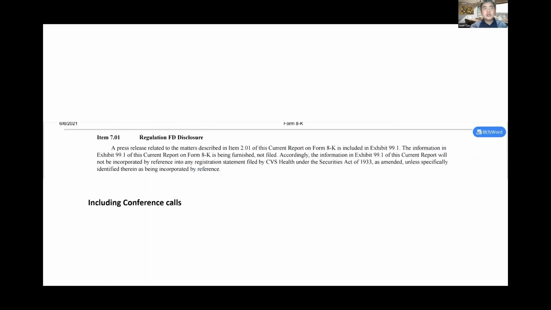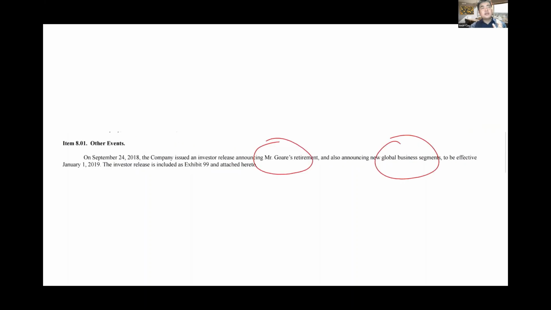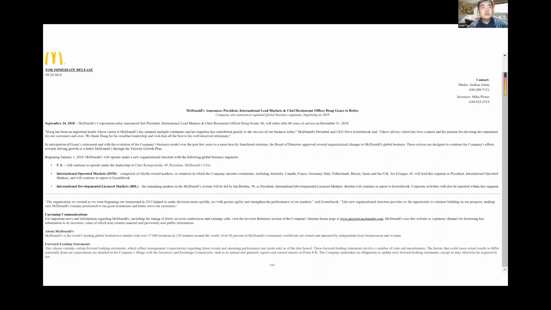So what I'm trying to say is that the news volume going to items 7.01 and 8.01 is huge. There are a lot of firm news going to items 8.01 and 7.01. You can analyze that to help investors and managers. Let's look at an example here. What's the item 8.01 news here? This is about the retirement of the CEO, and also the company has a new strategy for its business segments. You can get that from the exhibit.